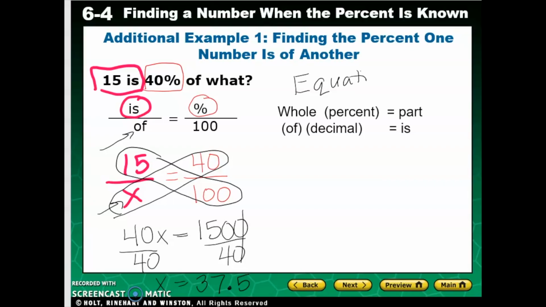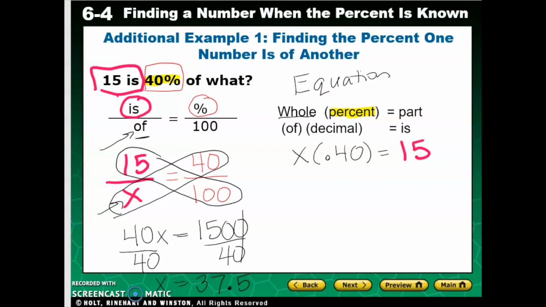Now we also talked about setting this up as an equation. And when we do our equation, we have the whole multiplied by the percent, and the percent has to be in decimal form. So I would take my percentage and I would plug it in decimal form. The decimal form of 40% is 0.40. The whole amount, that would be the of, is my unknown. So that would be my variable. And the part, that would be what's next to the is, so that would be 15.